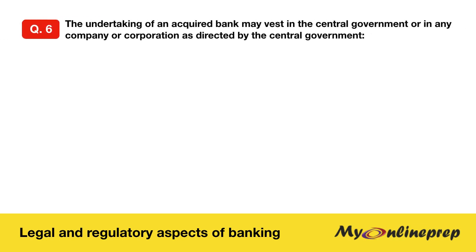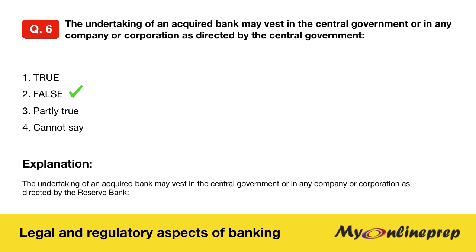Question number 6. The undertaking of an acquired bank may vest in the central government or in any company or corporation as directed by the central government: is it true, false, partly true, or cannot say? What is your answer? Yes, it's false. Why? Because the undertaking of an acquired bank may vest in the central government or any company or corporation as directed by the Reserve Bank. Okay? And not by the central government. It's a job of RBI.